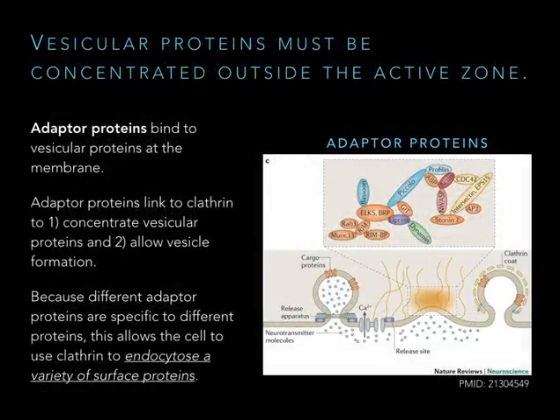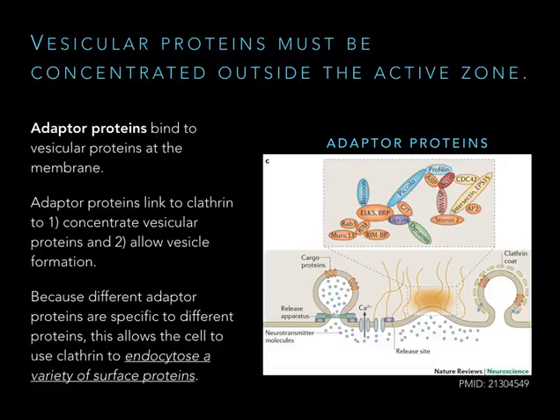Now, once we get our proteins outside of the active zone, we can then start to pull them up into vesicles, and this is accomplished by adapter proteins. These are just proteins that will bind to the vesicular proteins like synapsin or VAMP, and then create a binding site for the protein clathrin, so that we can then create our clathrin coat and pull up the vesicle. The adapter proteins are there so that clathrin doesn't have to try to identify all the different vesicular proteins. That's what the adapter proteins do.